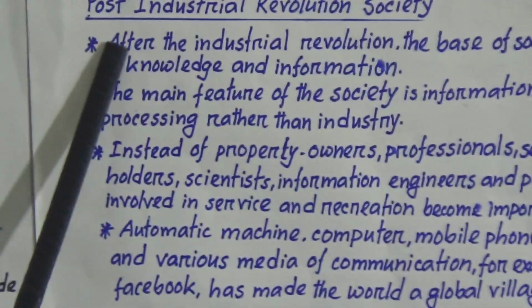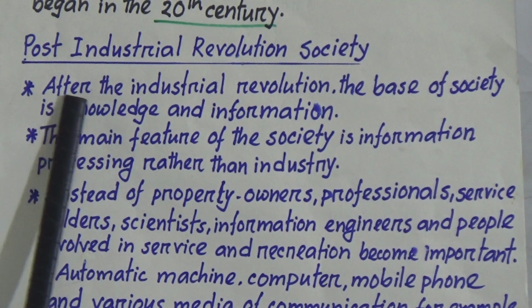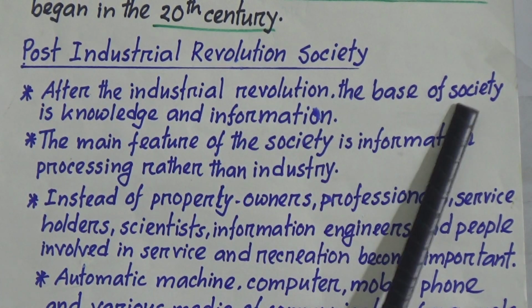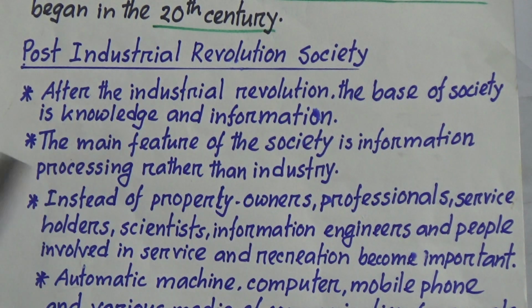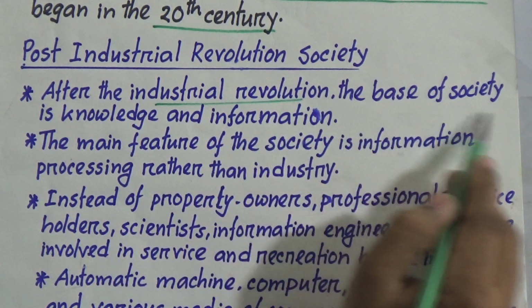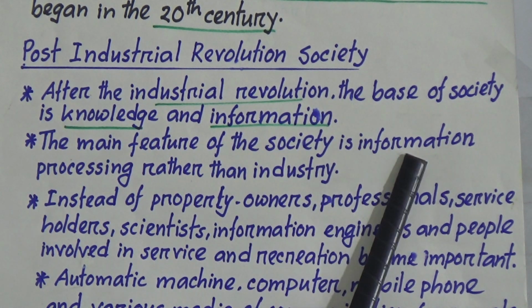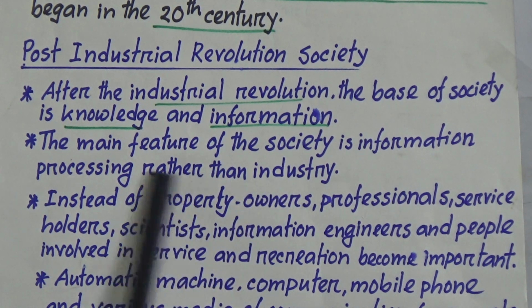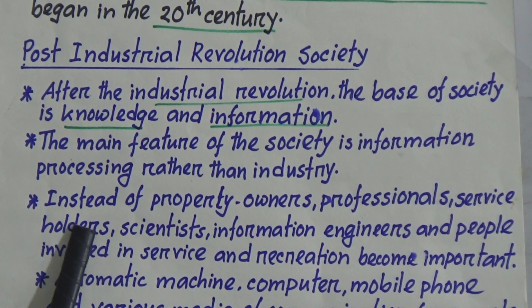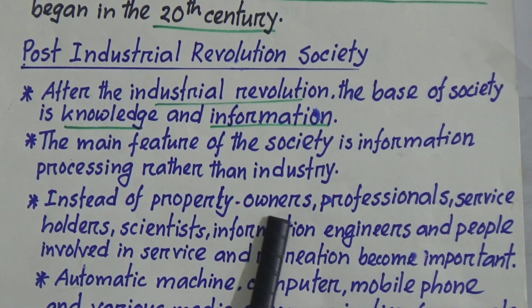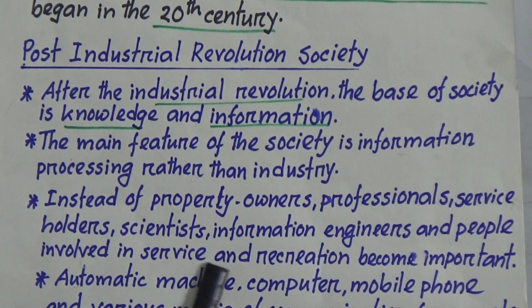The last one, we'll move to post-industrial revolution society. After the industrial revolution, the base of society is knowledge and information. So this is very important. The main feature of the society is information processing rather than industry. Instead of property owners, professionals, service holders, scientists, information engineers, and people involved in service and recreation become important.